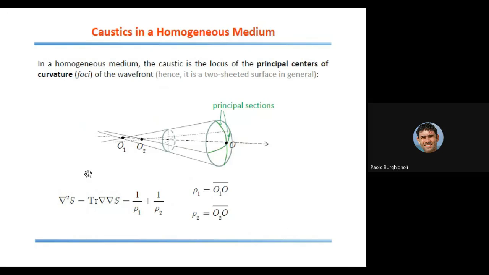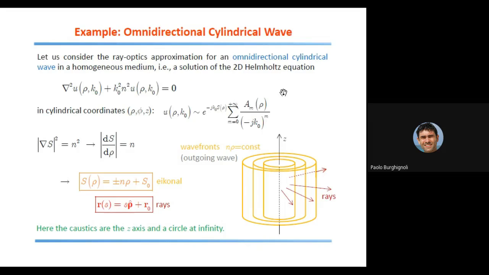Now, it turns out, without entering into the details, that the Laplacian of the Eikonal, which is by definition the trace of the double gradient, can be written in terms of the radii of curvature, rho 1 and rho 2, associated with those two centers of curvature. And so, if you are on the caustic, this means that at least one of those radii must go to 0. Here you have an example.